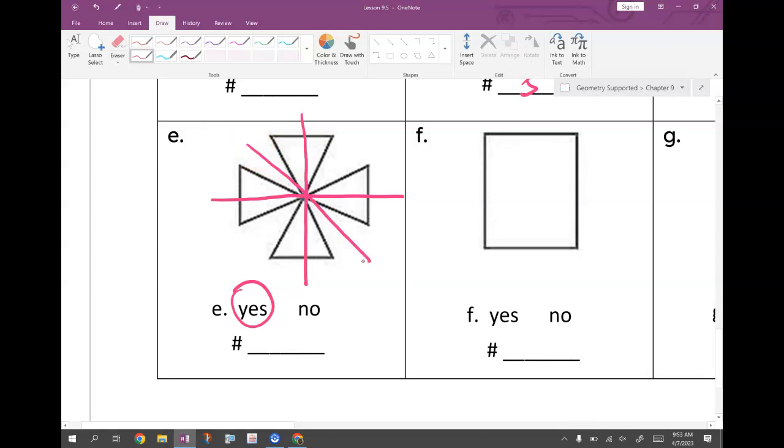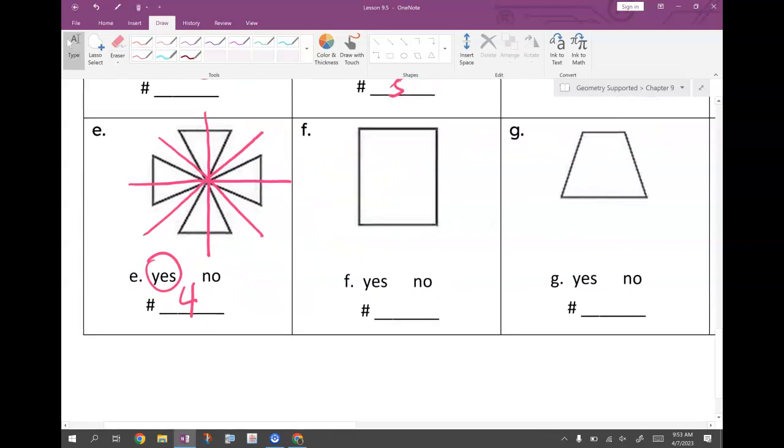Diagonal like this? Is that what you had? And diagonal like that? All right. Anything else? Nope, that's it. So we're going to stop at 4 on that one. This one is a rectangle. So, yes or no? Yes. Rectangles are always yes, right? How many? 2. Just 2.